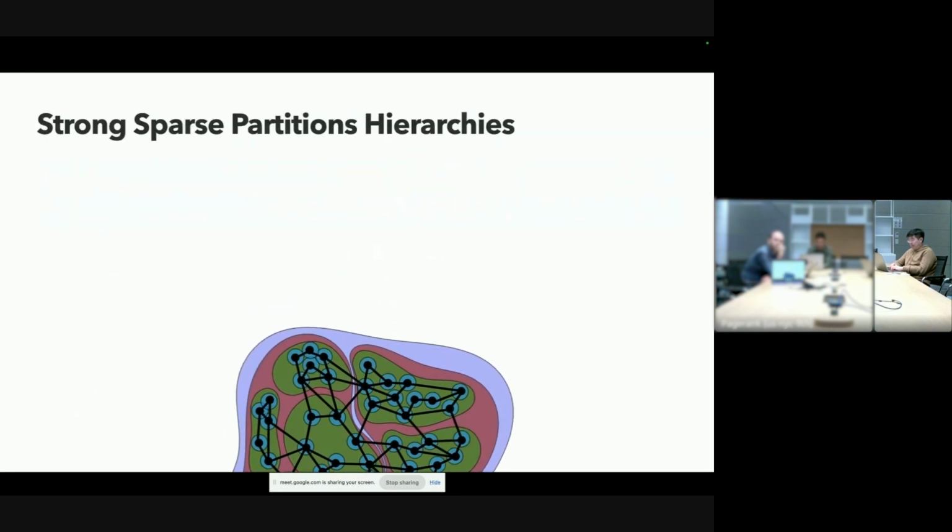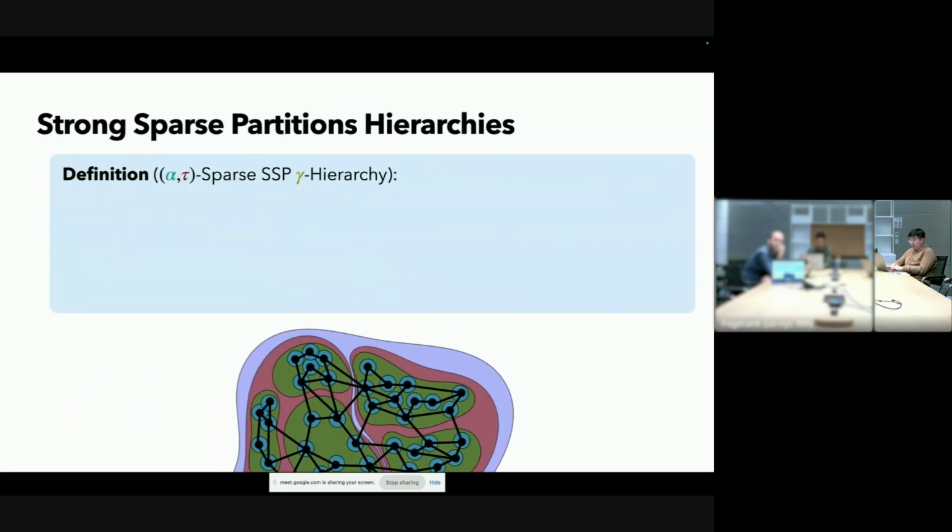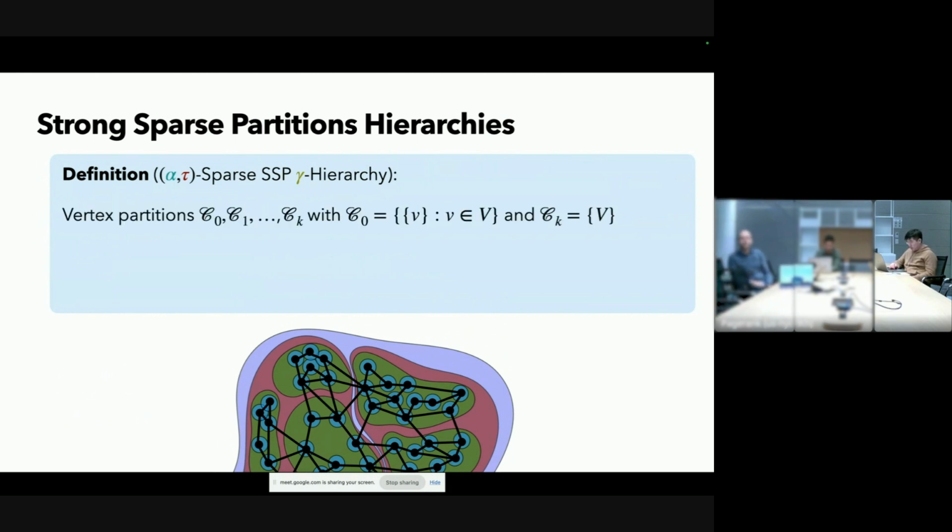So more formally, what actually is this? We'll again have these alpha and tau sparsity parameters, and now we'll have this gamma parameter that dictates how quickly the diameter grows from one level to the next in our hierarchy multiplicatively. So in particular, one of these hierarchies is just a series of vertex partitions. The first of those vertex partitions is just the singleton partition, like it puts every vertex in its own part. The last of those puts all of the vertices in a single part.